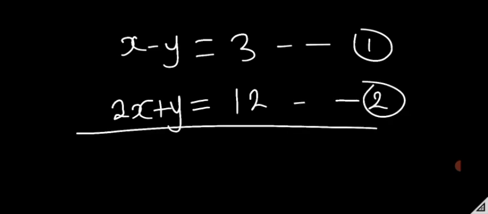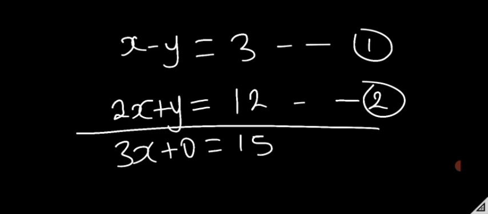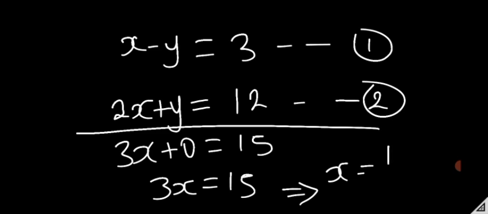Then we add them together. So x plus 2x is 3x. Minus y plus y is equal to 0. Then 3 plus 12 is equal to 15. So this becomes 3x is equal to 15. Then we make x the subject of the formula. That means x is equal to 15 over 3. And 15 over 3 is the same thing as what?